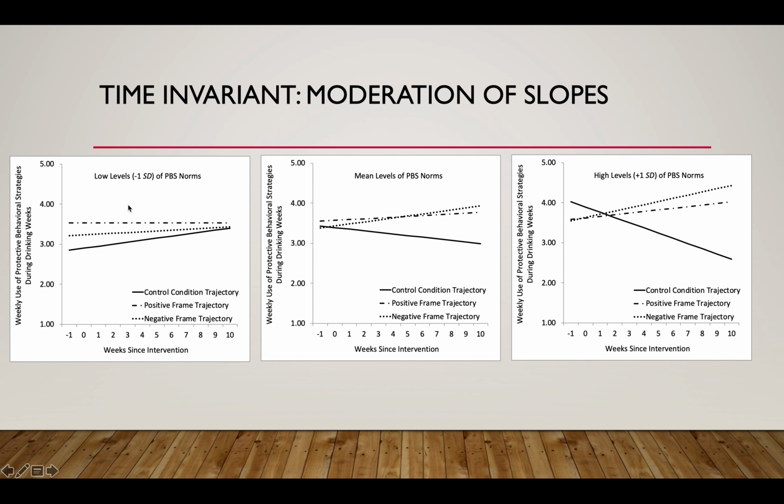So at low levels of norms, we see this. At mean levels, we see something like this, and at high levels, we see something like this. And note that this is the same sort of Excel file that you guys have been using to plot these simple slopes for the past several weeks or months if you've been with me for a while.